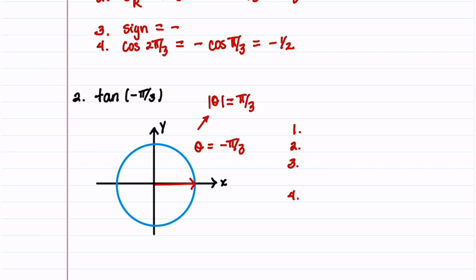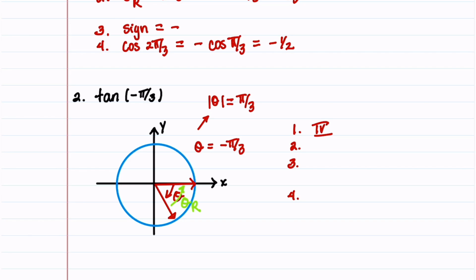The first step is to find the quadrant where theta is located. So let's go ahead and graph theta. An angle of minus pi over 3 looks like this, and our reference angle looks like this. Our reference angle is positive. So our angle theta is located in quadrant 4. We'll write that down for step 1.